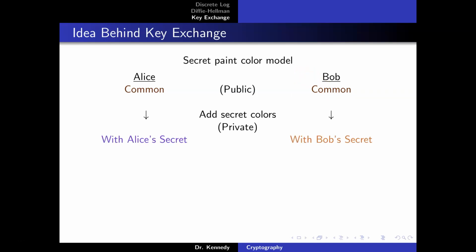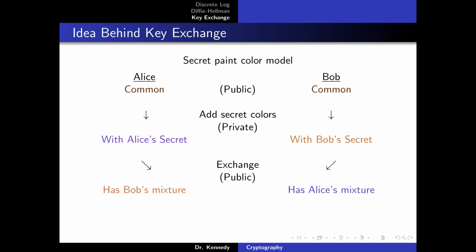Alice and Bob then take that common color. They come up with some secret colors of their own. Alice has a secret color. Bob has a secret color. They then, in private, take those secret colors and mix them with the common color. Alice has mixed hers in and gets this kind of purple shade out. Bob takes the common color, mixes his one in, and gets kind of this orangish color out.